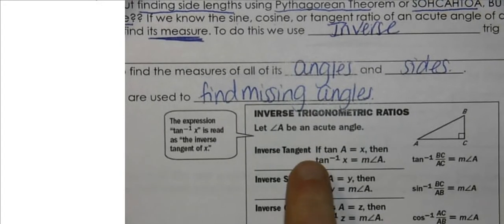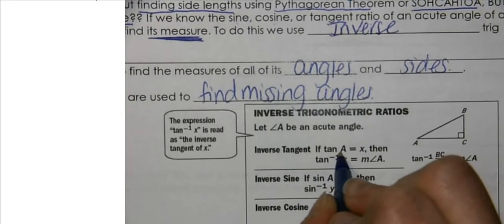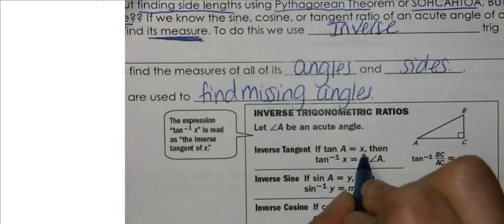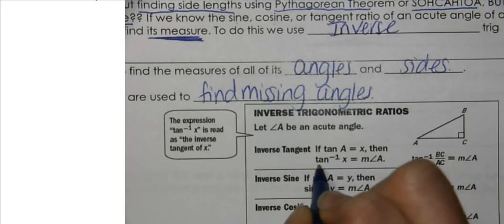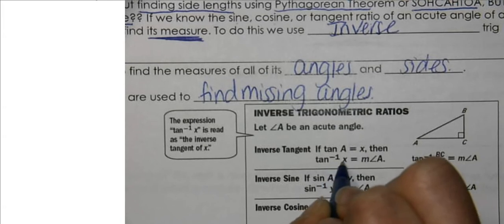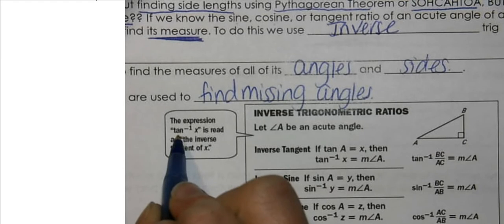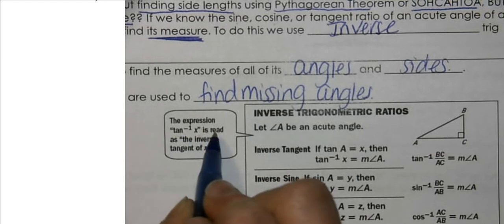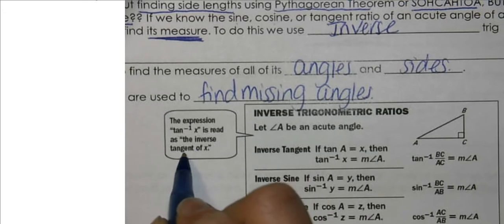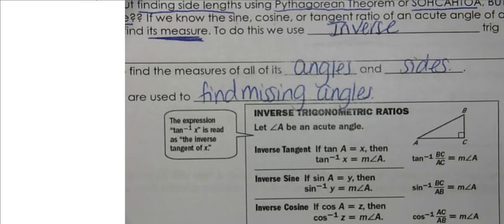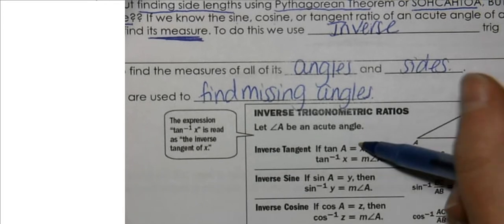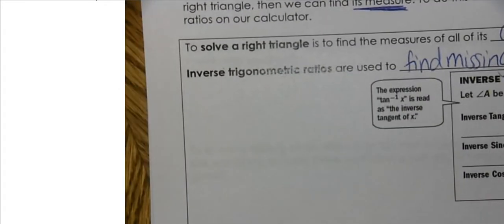The inverse tangent. If you know that the tangent of A is equal to X, then the tangent inverse, remember that negative first power represents the word inverse, and this expression is read as tangent to the negative first power of X is read as the inverse tangent of X. And so that negative first power isn't a power, it represents the word inverse. So a lot of kids get confused by this. So what I'm going to do is show you something that we typically don't write in mathematics, but if you're a visual learner, this might help you.